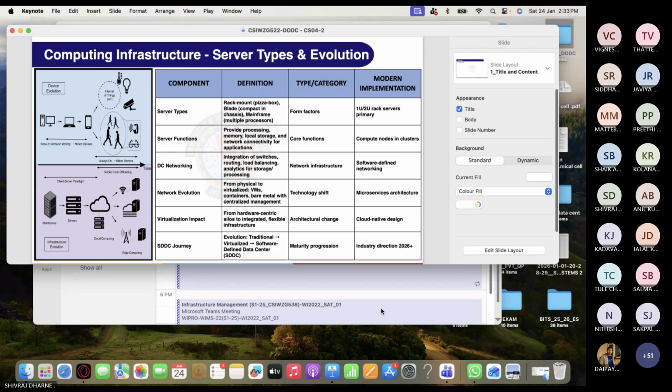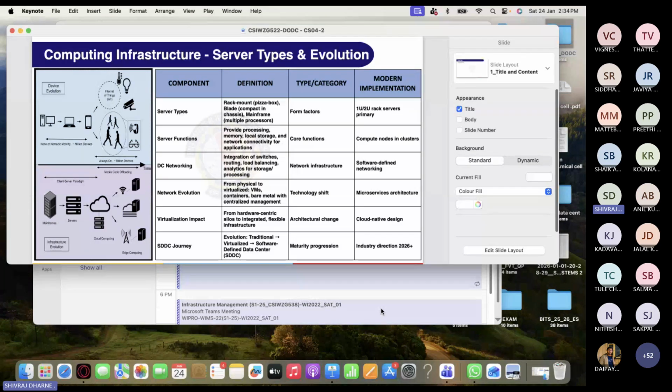And then in the computing infrastructure, server types and their evolution. What are the different server types? Initially, in the beginning, we had rack mount, they called pizza box, or blade servers, if you heard about this, mainframe servers, right? So different form factors are there. Form factor means size of the server types. So they have 1U, 2U rack servers.